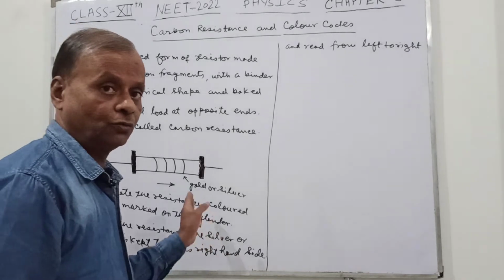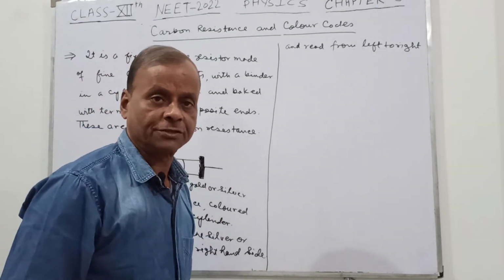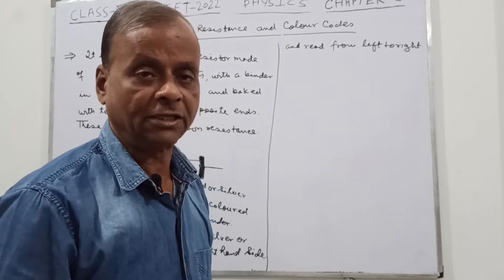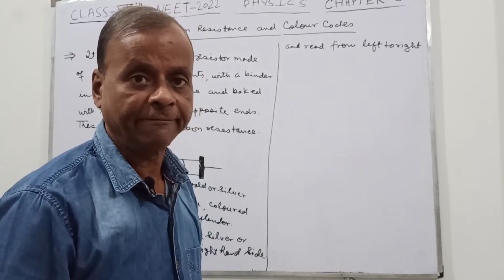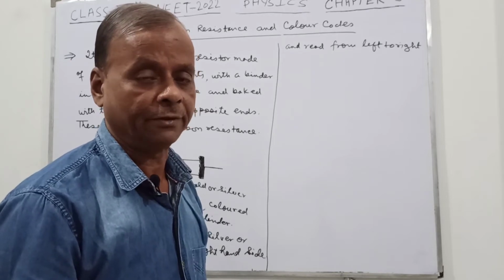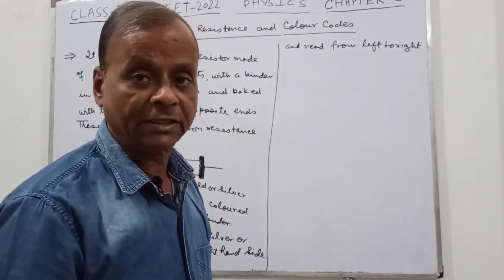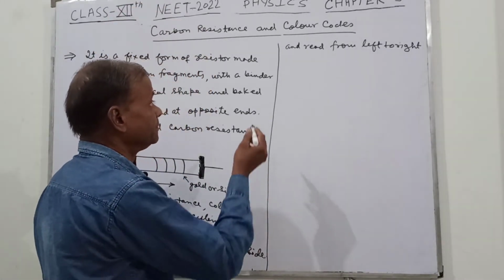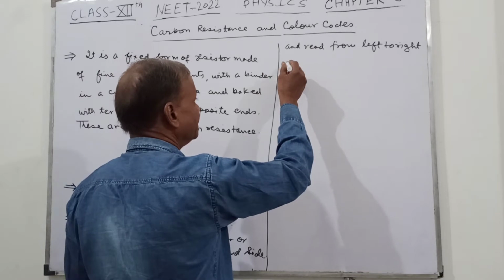The first two colors give you the first two codes, and the third one gives the power of 10, and the fourth, the gold or silver, gives the tolerance. So there is one more thing, the tolerance. What is the meaning of tolerance?